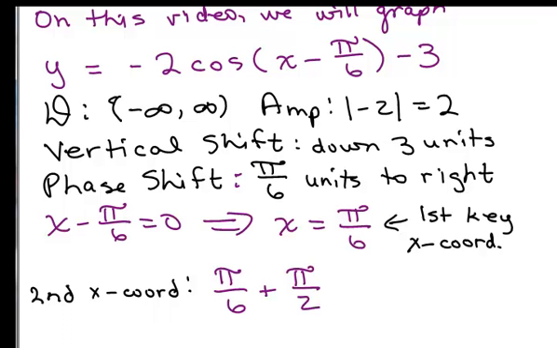I would need a common denominator. This gives us 1 pi over 6 plus 3 pi over 6, which gives us 4 pi over 6. I check these and see they have the same denominator, so that's great. Now we're going to go ahead and do a chart. We know the first and second key x coordinates, and we'll fill in the rest of them.